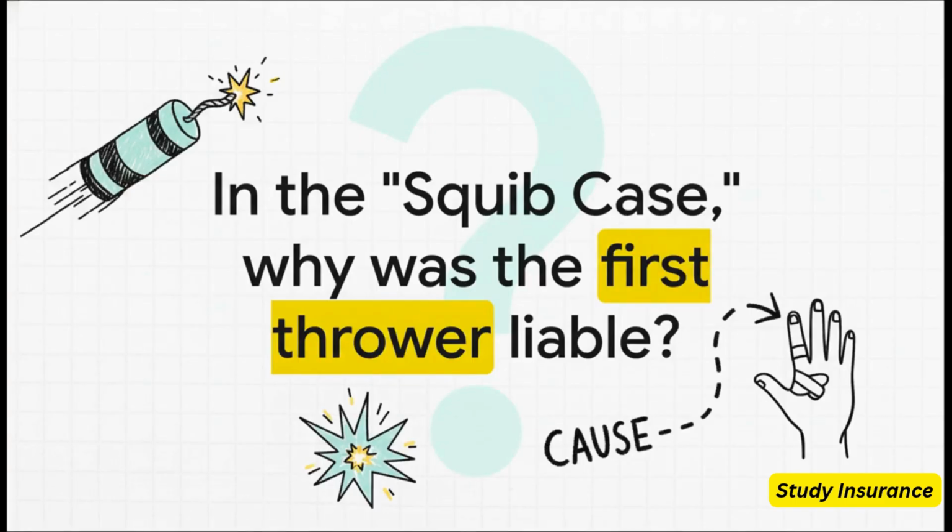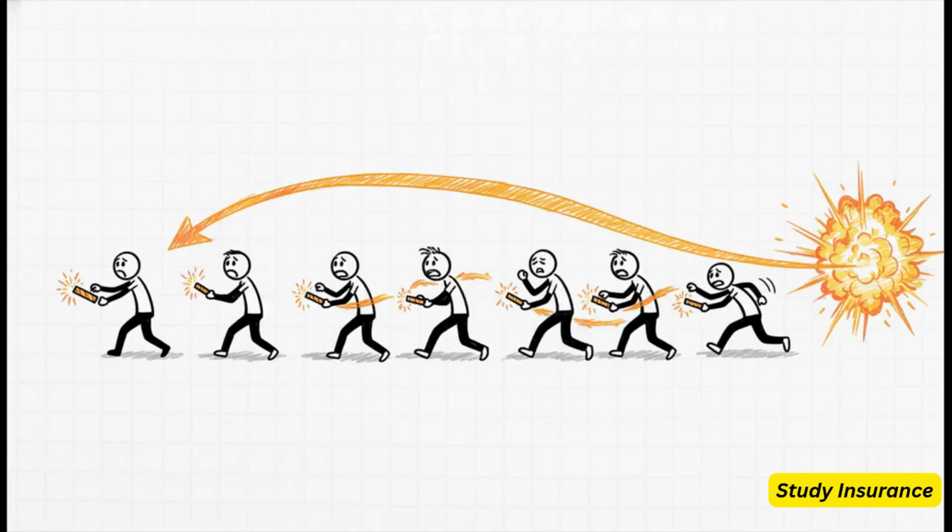Question 3. Let's go back to that famous case, the squib case. Why was the very first person who threw the firecracker the one held liable? Was it A, because the other people acted unreasonably? B, because he was the only one with insurance? C, because everyone else was just reacting to the emergency he created? Or D, because the firecracker was faulty? And the answer is C. The court saw their actions not as new causes but as a continuation of the emergency the first guy started, which kept that original chain of events going.